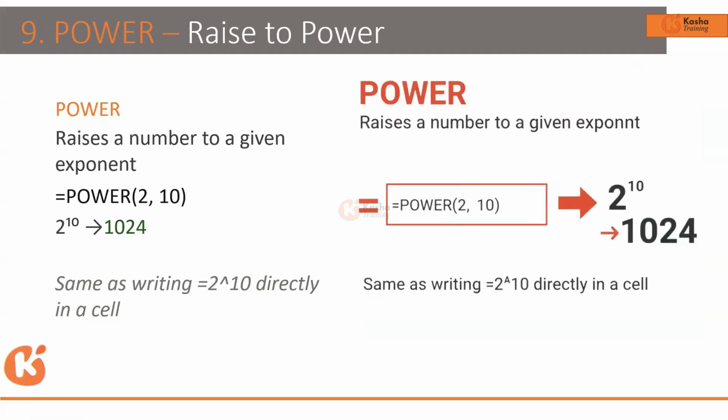Another function is power. Power is to raise to the power of the given exponent. For example, here you can see 2 raised to 10. So 10 times 2 will become 1024. That is what the power function is. We'll see all these examples.